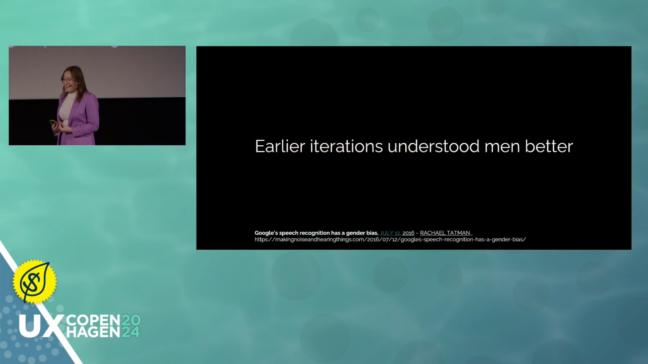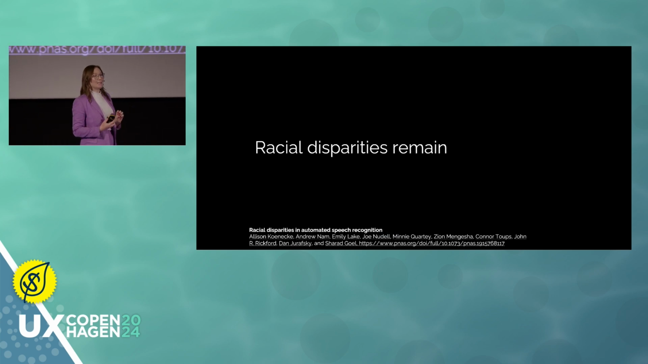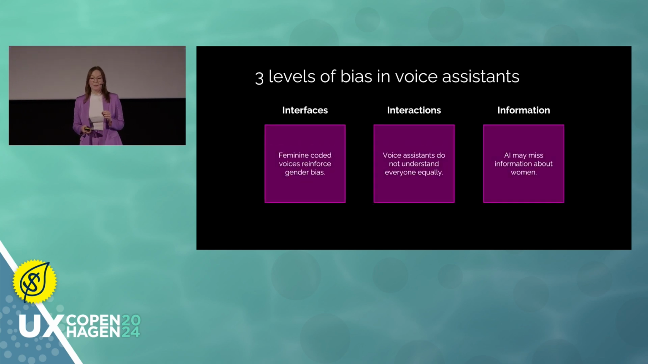To add even further insult to injury, originally these devices understood men better. So you have a woman device that you might be asking about information about women that doesn't understand you and can't respond to you. It seems like, to be fair, they're getting slightly better when it comes to understanding women more equally with men, but racial disparities absolutely still remain in their ability to understand people across the spectrum. So we're left with 3 levels of bias in voice assistants: in the interfaces, in the interactions, and in the information.